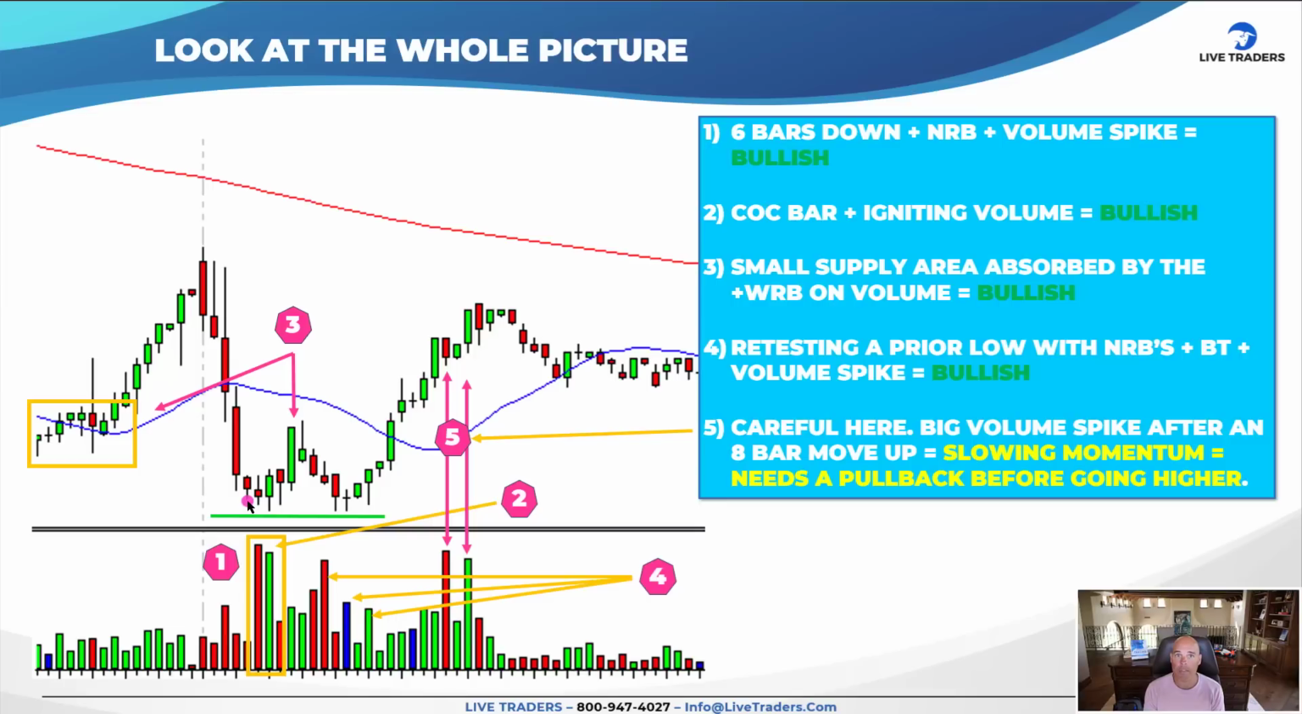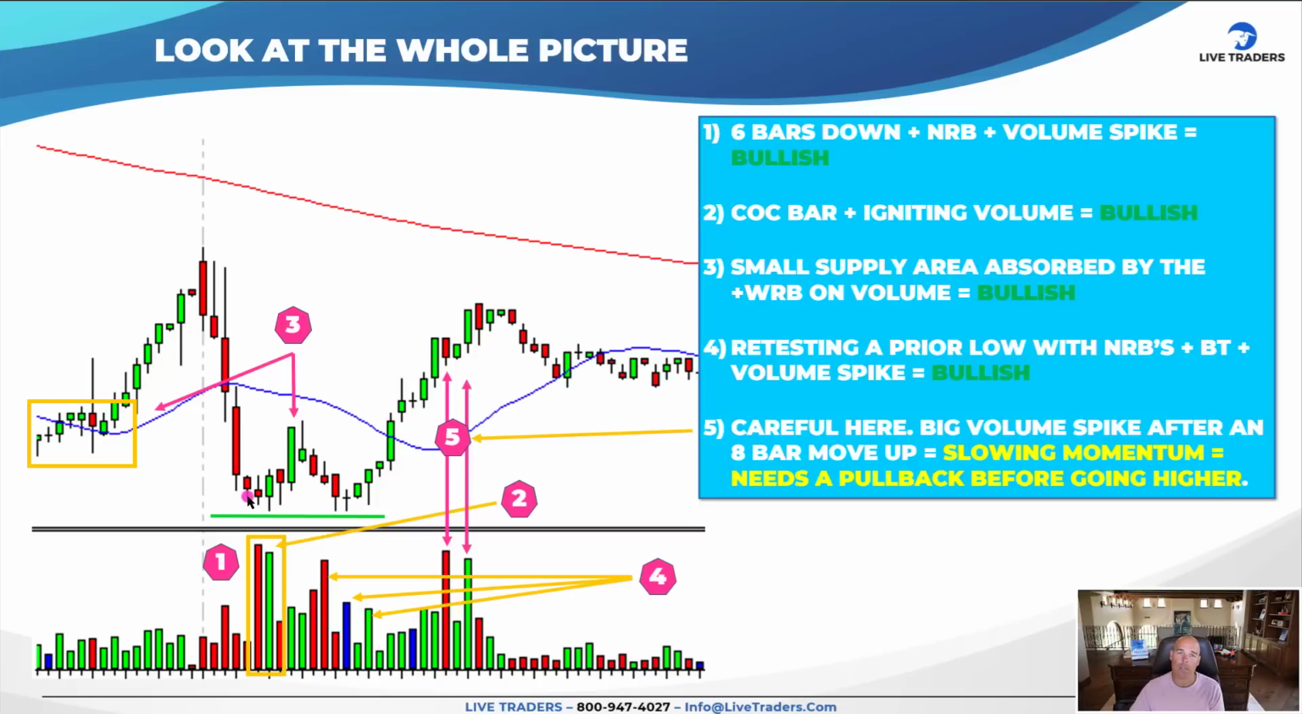Buyers are stepping up. They are overcoming the selling pressure. Because with this level of volume, the stock should have gone lower. But now we have narrow range bars on massive volume. There's a change of momentum. There's a change of ownership happening. Sellers are getting replaced with buyers.